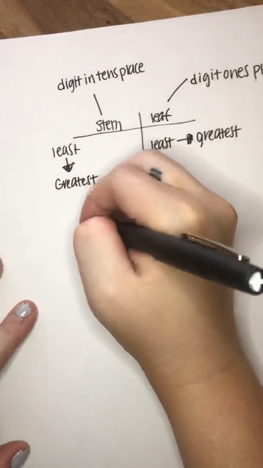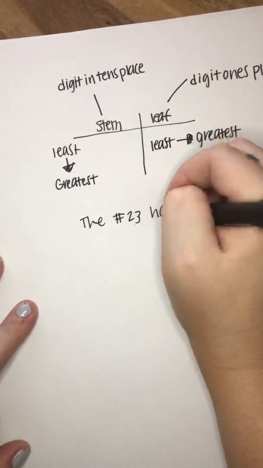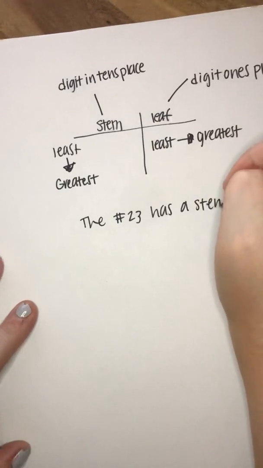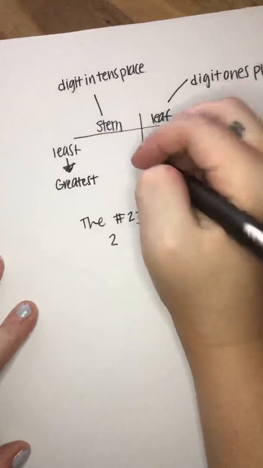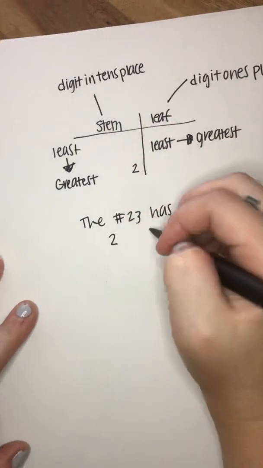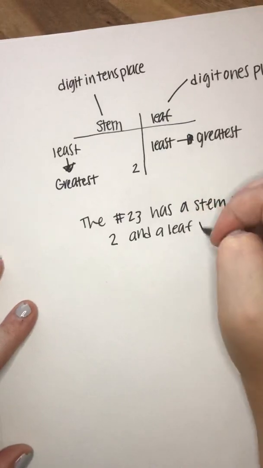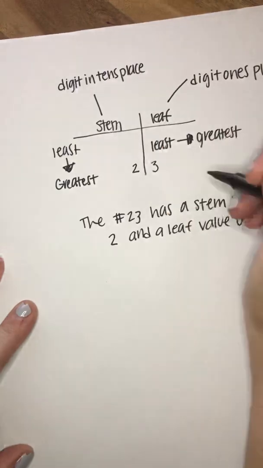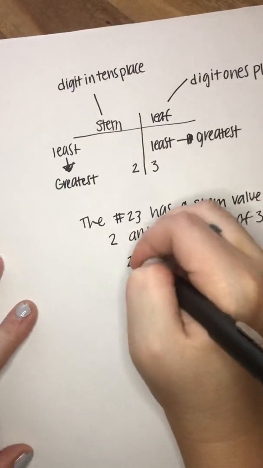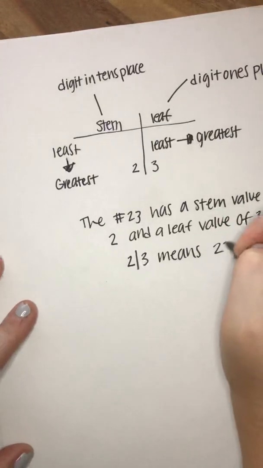So if the number is 23, we have a stem value of 2, so our 2 would go on this side, and a leaf value of 3, so our 3 would go on this side. So 2 line 3 means 23.